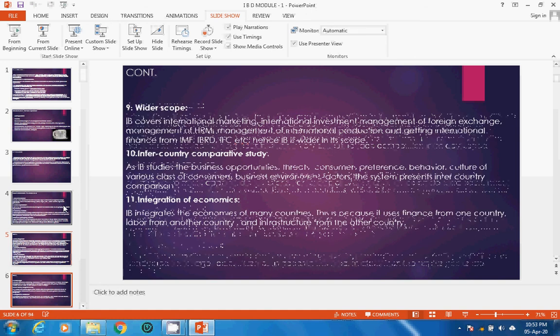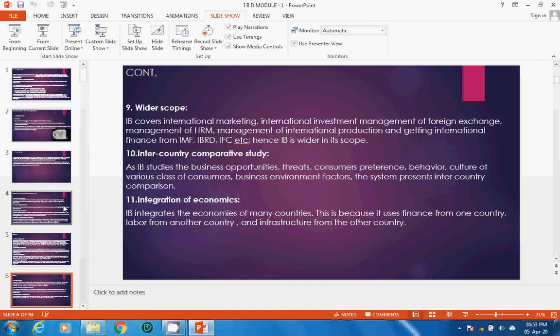Wider scope. International business covers international marketing, international investment management, management of foreign exchange, management of HRM, management of international production, getting international finance from international financial organizations like IMF, IBRD, IFC, International Finance Corporation, etc. Hence, international business houses have wider scope to access foreign exchange.